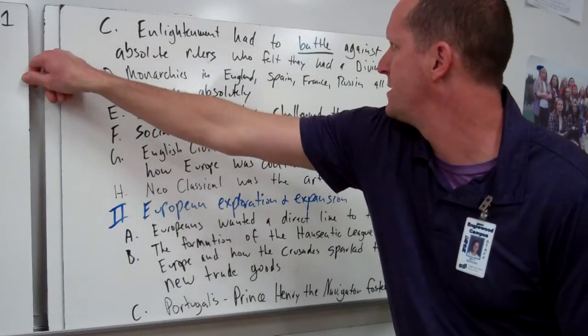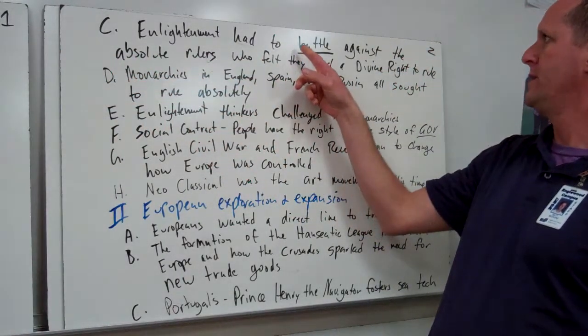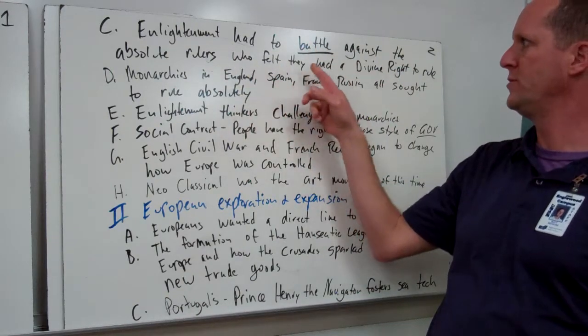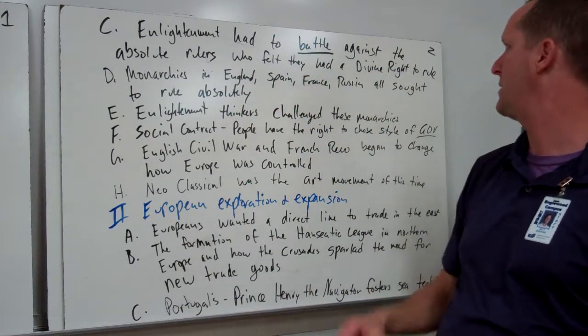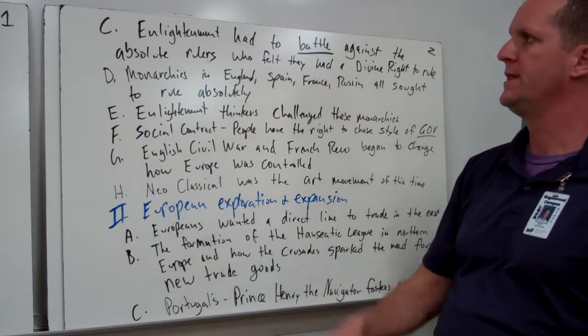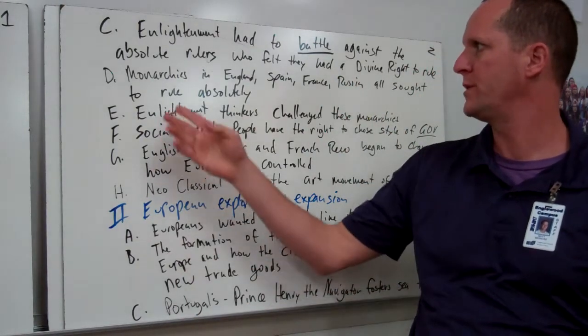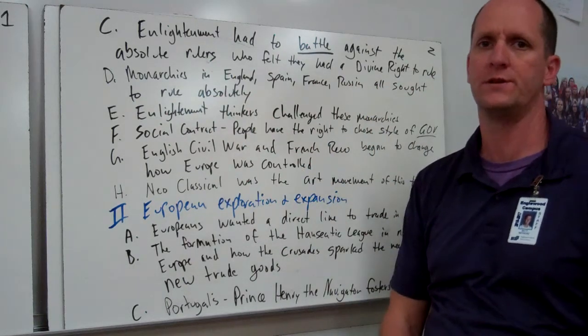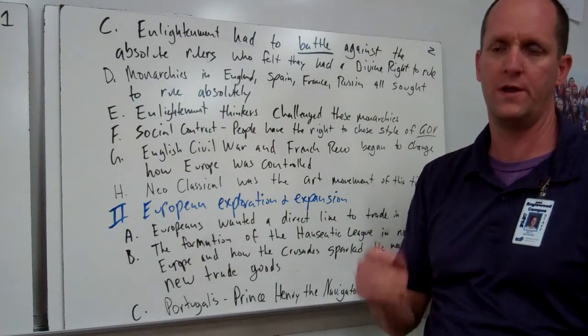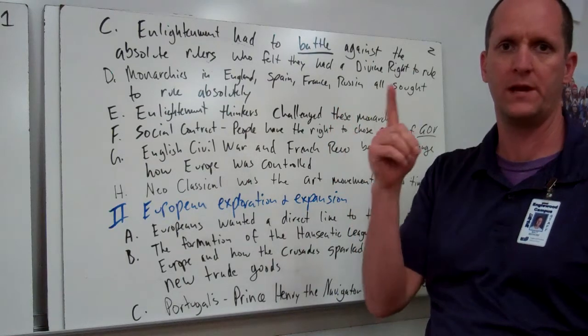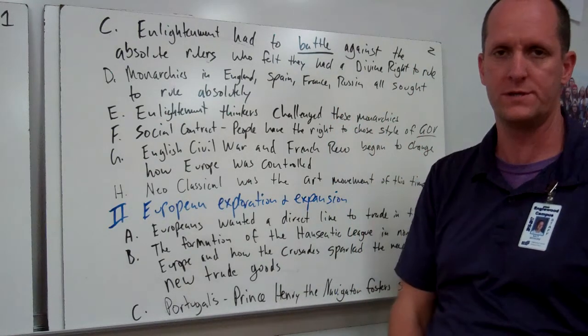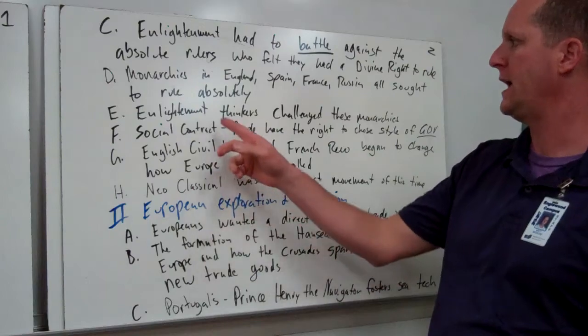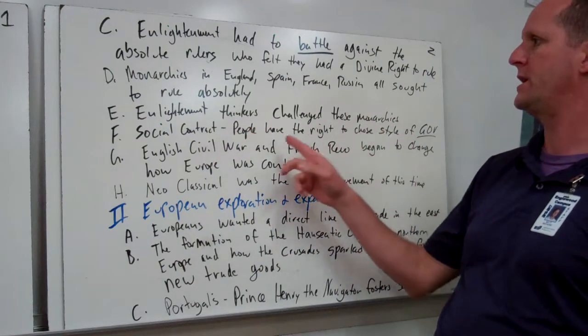So the Enlightenment had to battle against the absolute rulers who felt they had a divine right to rule. The absolute rulers during this time were the monarchies in England, Spain, France, Russia, and they all sought to rule absolutely, where there wasn't any form of government except for one ruler, and that was the king or queen. Enlightenment thinkers challenged these monarchies.